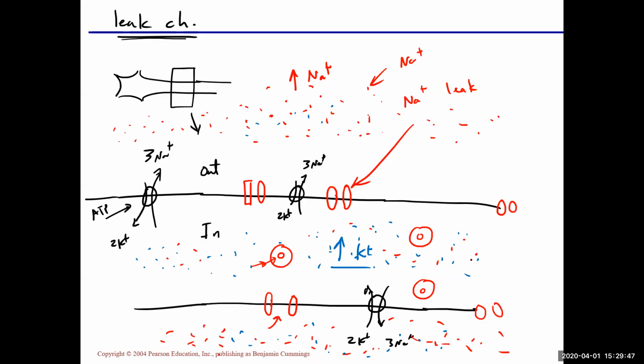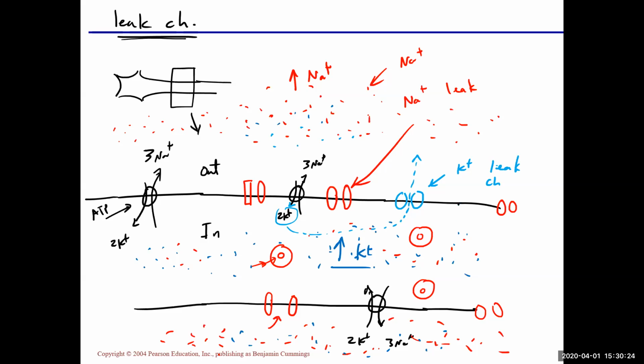But if you notice, I'm putting some potassium outside as well, and I'm putting some sodium inside as well. This is due to the potassium and sodium leak channel. So this is potassium leak channel. Once the potassium goes inside, some of these potassium could just leak back out. And same thing with the sodium.